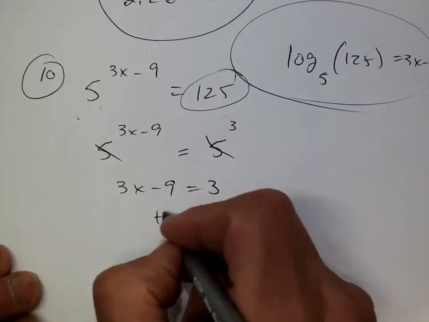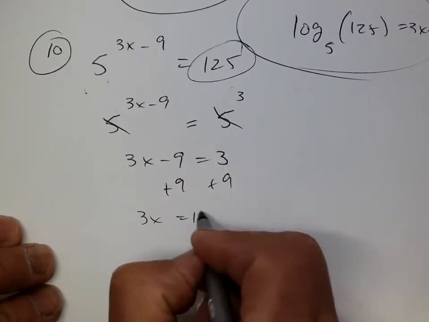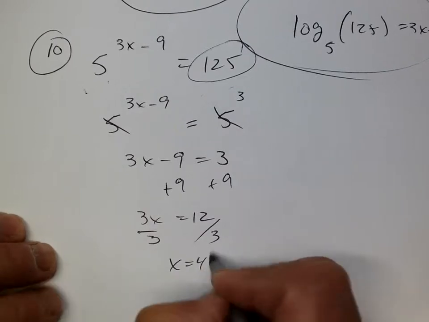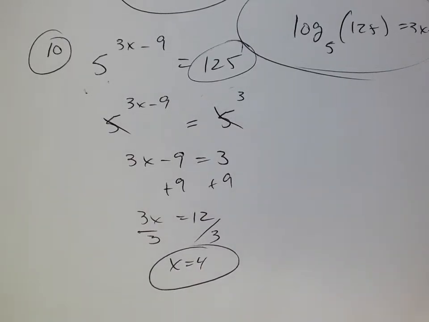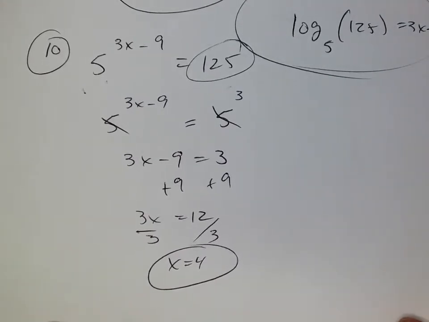Then plus 9, 3x equals 12. Divide by 3. X is 4, right? Kathy's going, yeah, I got this, Mr. Davies. Okay. Yes? Okay, I'll wait and I'll turn my page in a second as soon as you get this, okay?